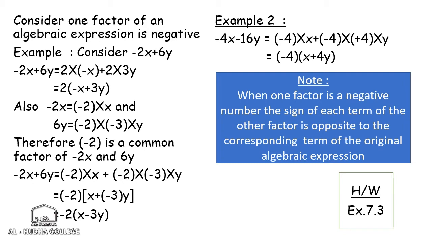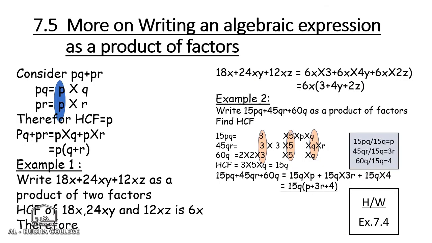So the next slide we have 7.5, that is the last area. 7.5, more on writing an algebraic expression as a product of factors, right? Same area, but something more than the previous. So consider PQ plus PR.